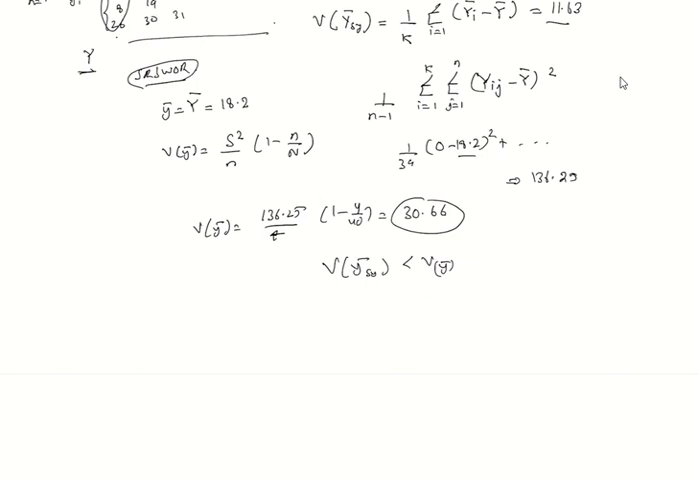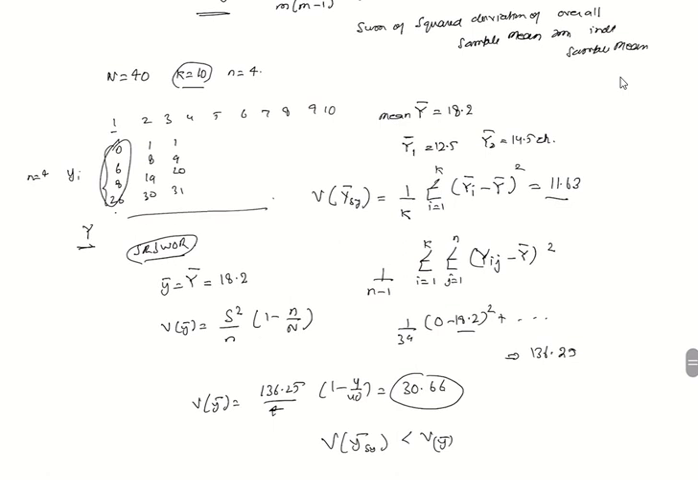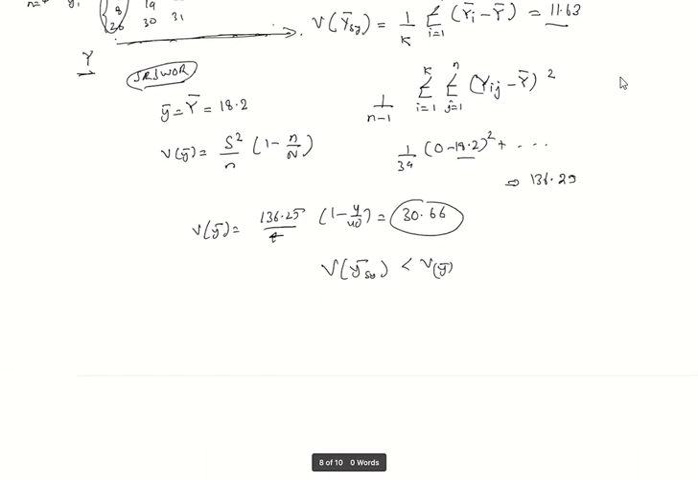And why is that? One explanation for this is that, if you can't see it here, but in this the trend was linear and it seemed to be increasing. So if the population has a linear trend, then systematic sampling is better.